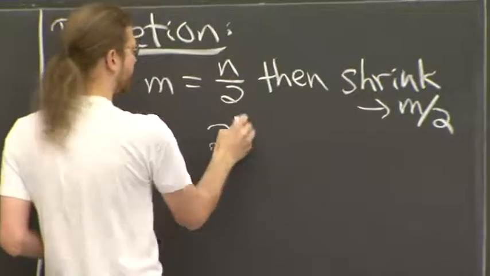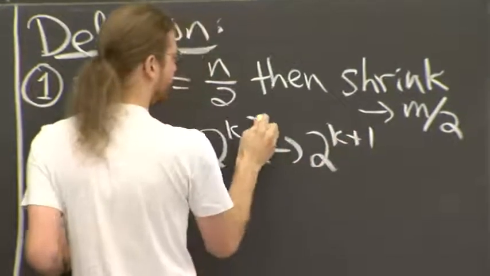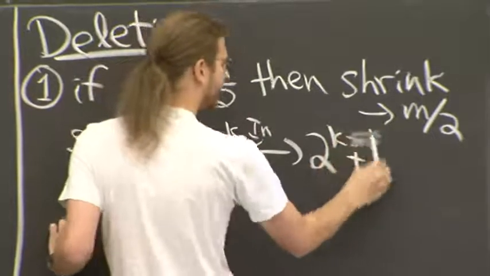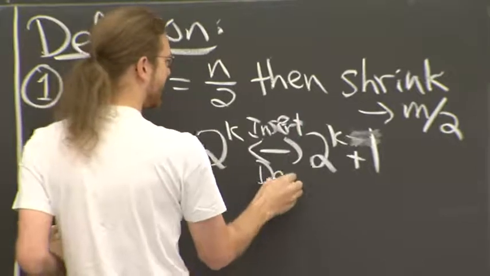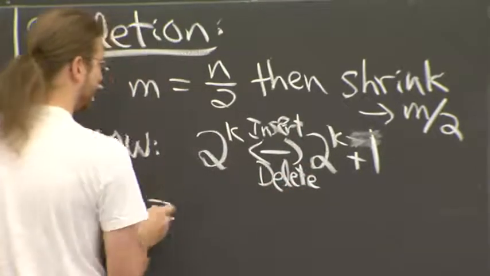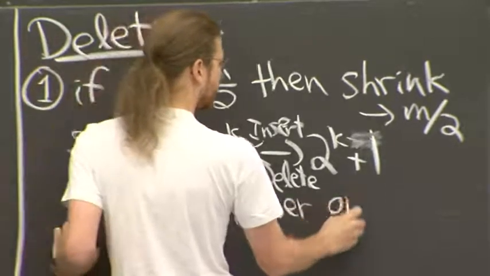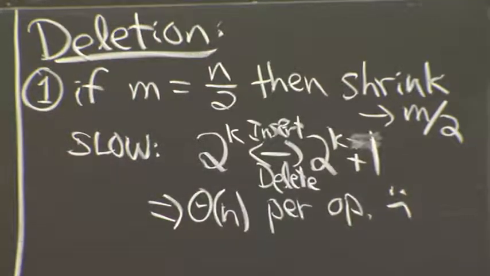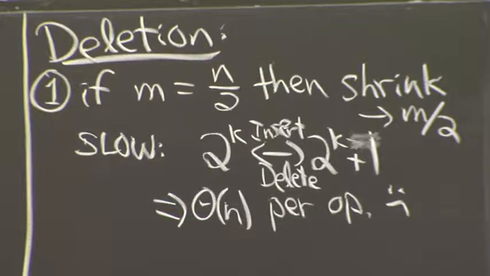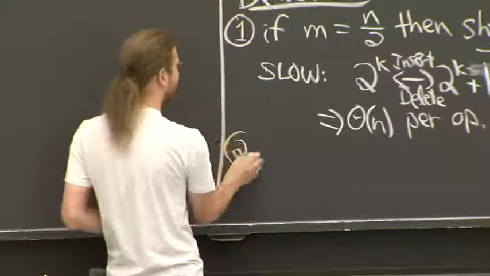If we go from 2^k to 2^(k+1), we go this way by insert, to go to the right, delete to go to the left. Then we'll get linear time per operation. That is bad. So how do we fix this? Yeah? Maybe m equals n over 3 or something? m equals n over 3. And yeah, you can still leave it to shrink to m over 2.